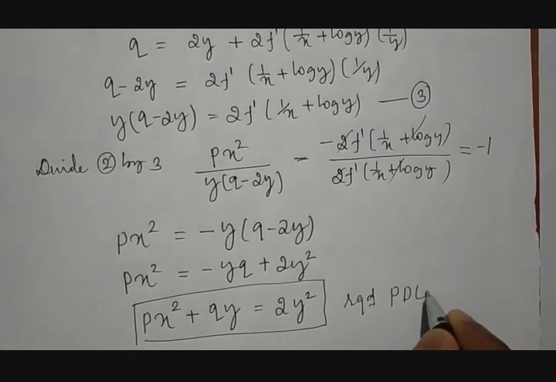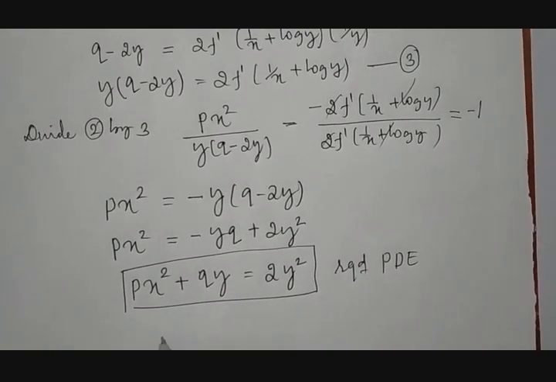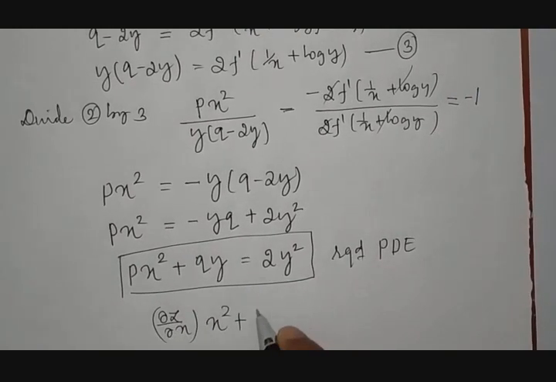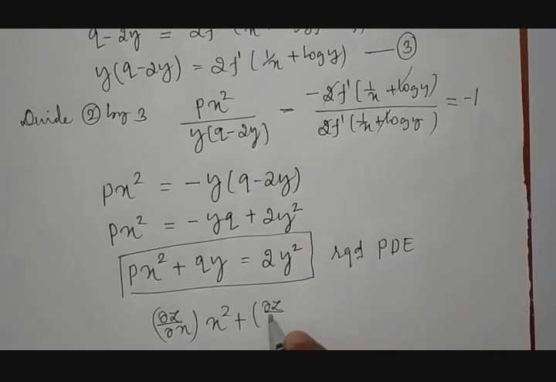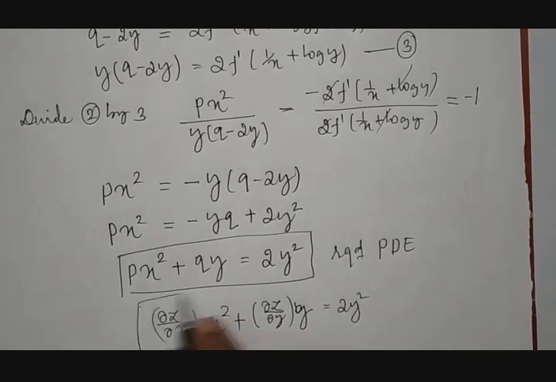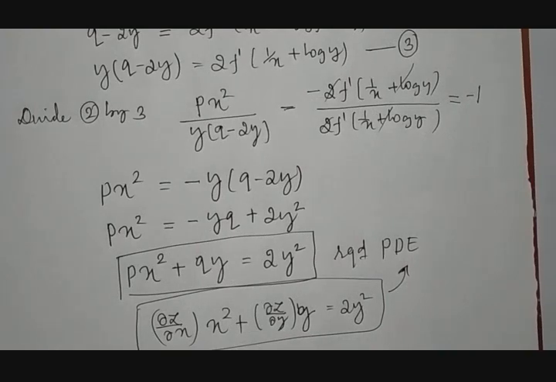partial differential equation, or sometimes we can take the notations also. p is nothing but dou z by dou x into x square plus q is nothing but dou z by dou y into y is equal to 2 times y square. Even this is also called a required partial differential equation.